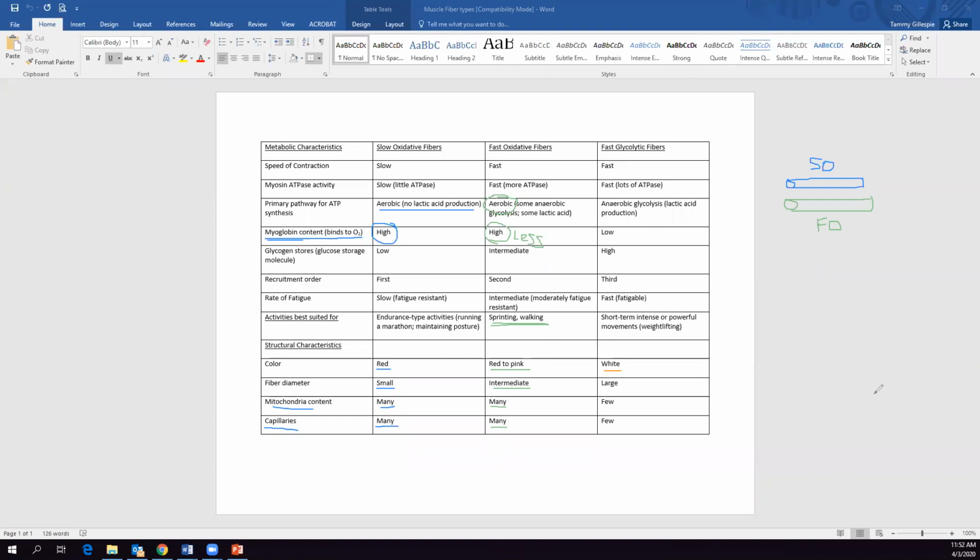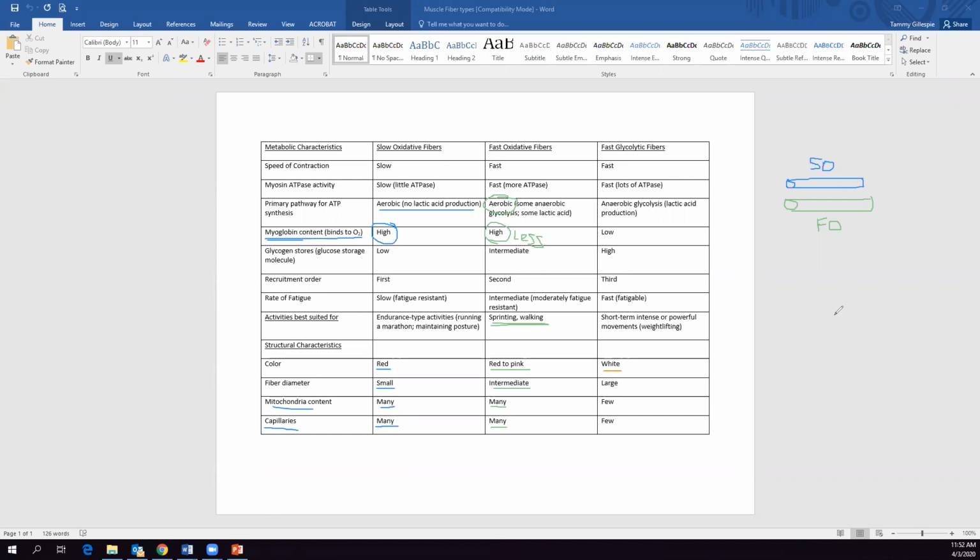Okay, fast glycolytic fibers are white. Now, we don't really see that in a cow. We don't see a separation between muscles that are primarily fast glycolytic versus muscles that are primarily slow oxidative. They're all pretty mixed in, and the red just kind of overshadows the rest of the muscle fiber types.